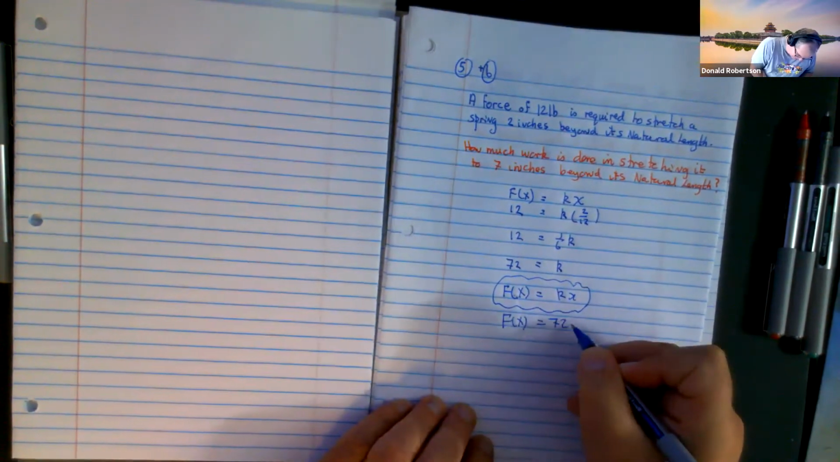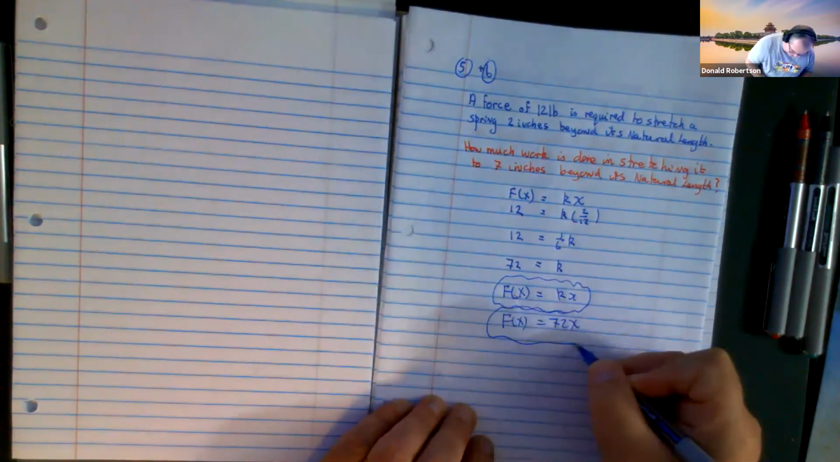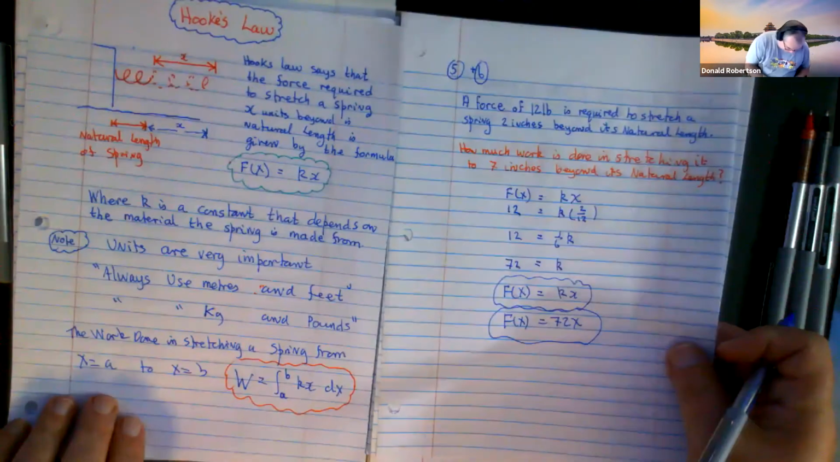There we go. Now I know the force function, right? That guy is going to be able to answer any question you want from now on. So for instance, in the red, the question that you are being asked is, how much work is done in stretching it 7 inches beyond its natural length? Now the formula for getting the work done is this one.